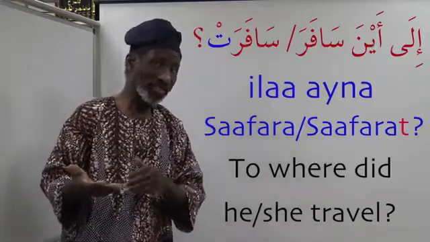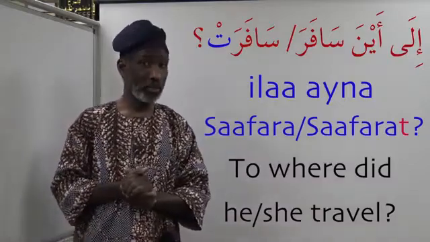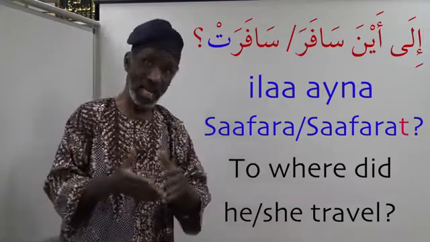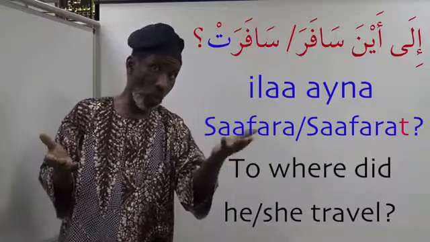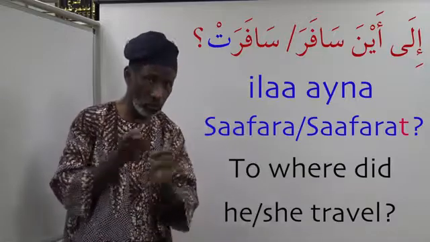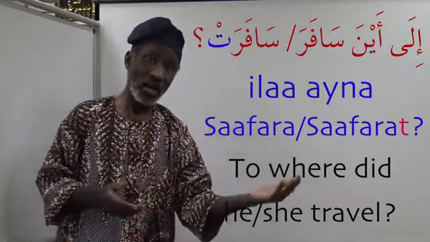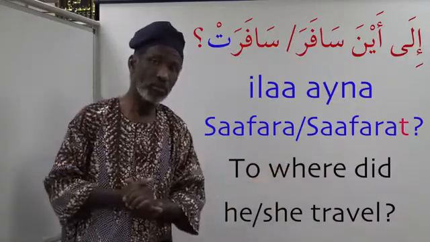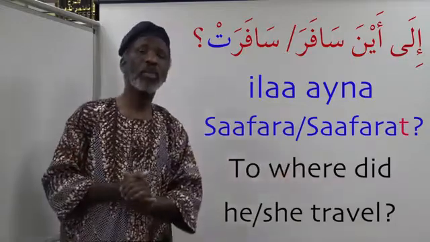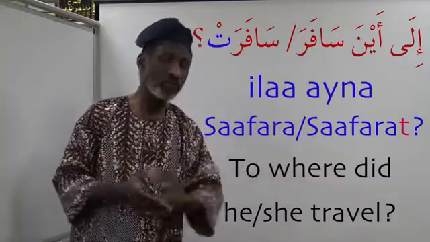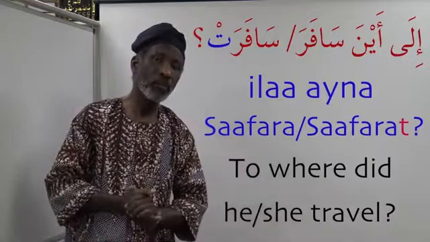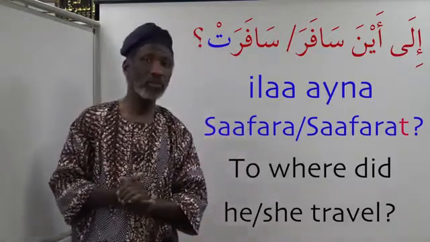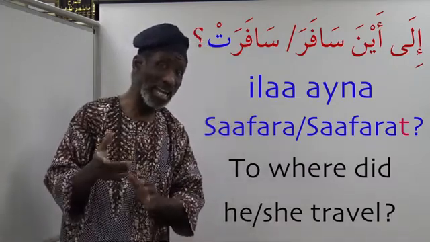Next question. إلى أين سافر؟ إلى is a preposition meaning to. أين means where. Safara means he traveled. So altogether it becomes إلى أين سافر? Where did he travel? Or to where did he travel? If you want to ask about a woman, you say إلى أين. Those remain the same because they're just particles. إلى أين سافرت? Where did she travel?